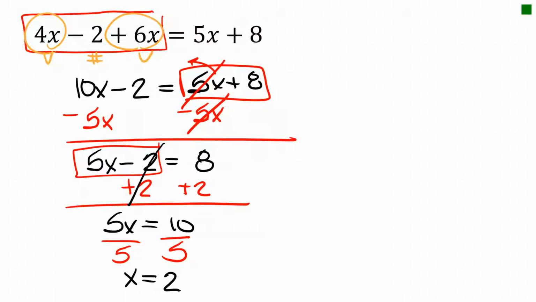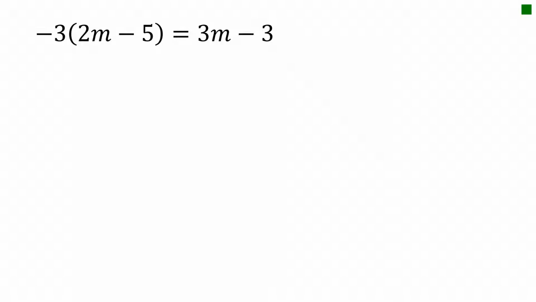So all this is: clean it up, or distributive property, combining like terms, move that variable term from the right-hand side, and then you're down to a two-step equation. So if I look at this one, over here I have to distribute.